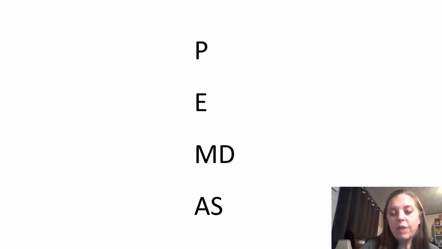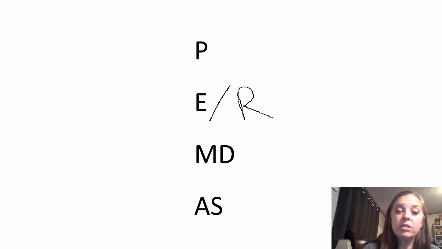So the order of operations is parentheses, exponents. Now, technically, it's exponents and roots. Multiply and divide, and this is the part that people get hooked up on. If they're going to make mistakes in order of operations, it's going to be right here. Multiplication and division is done together from left to right.